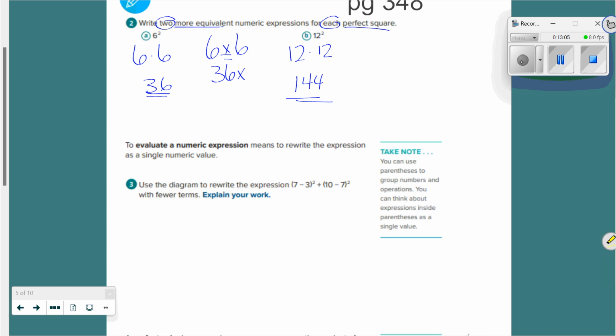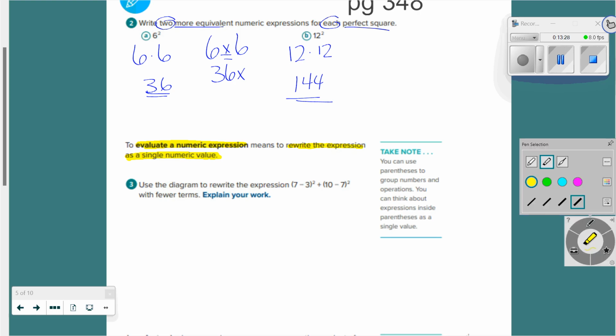That is to evaluate a numeric expression. So in math, if you hear the word evaluate in your directions, what we're asking you is to rewrite the expression as a single numeric value. Another way to think of it is we're asking you to solve it. So to evaluate it means to solve it.